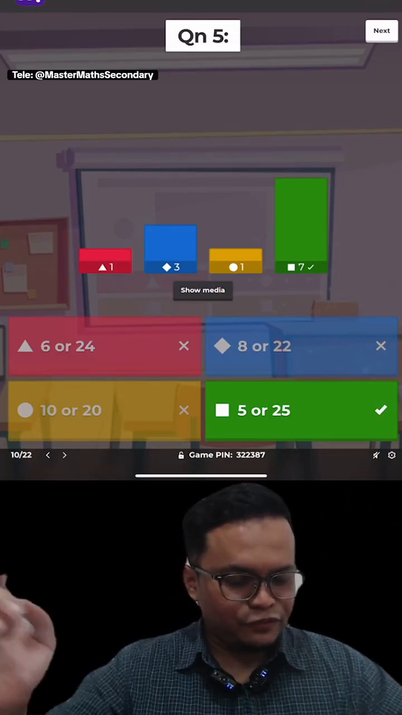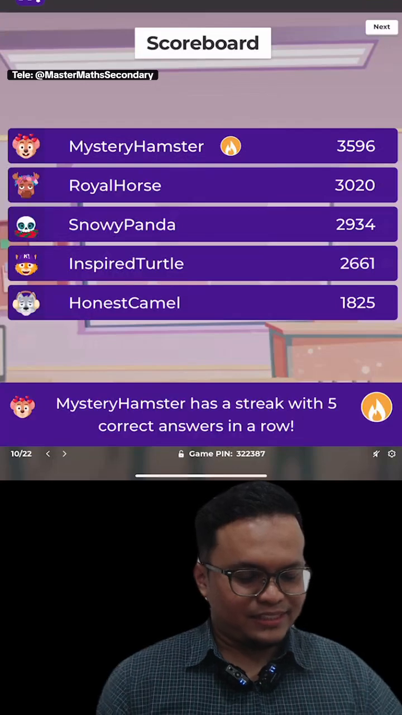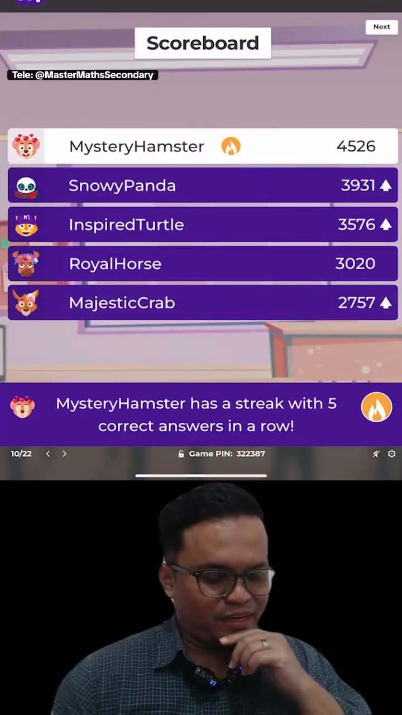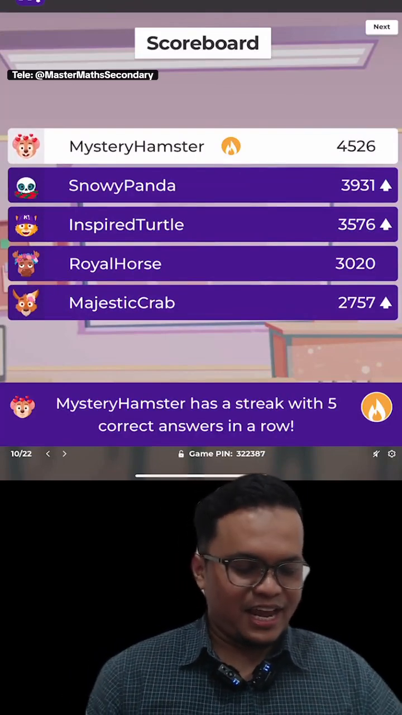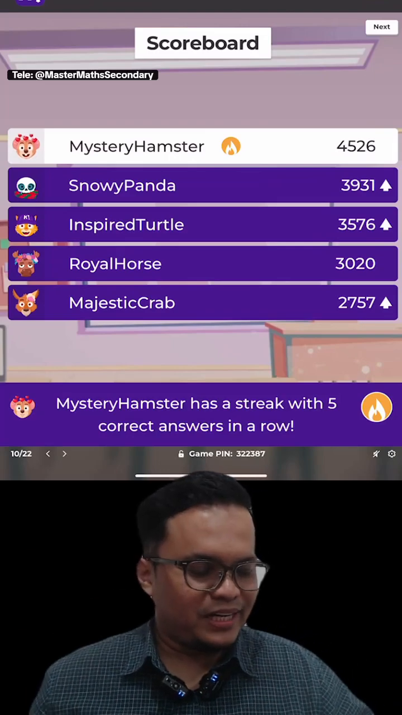Okay, so 7 of you got this right. Let's take a look how this is done. Okay, this one here is not easy. We have Mystery Hamster still retaining his or her position, and there's some movement at the bottom. All right, let's take a look. We are halfway there, by the way.